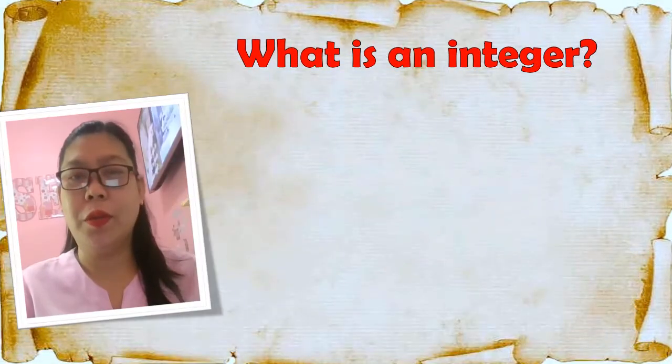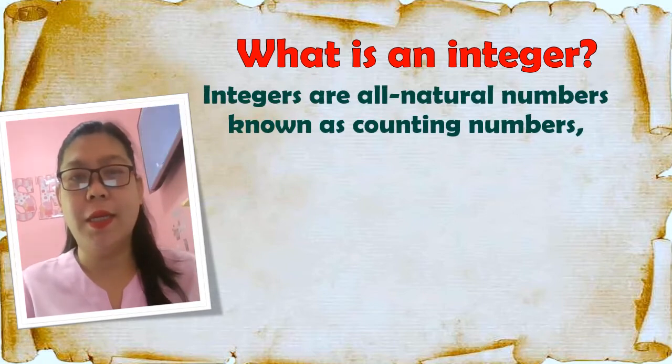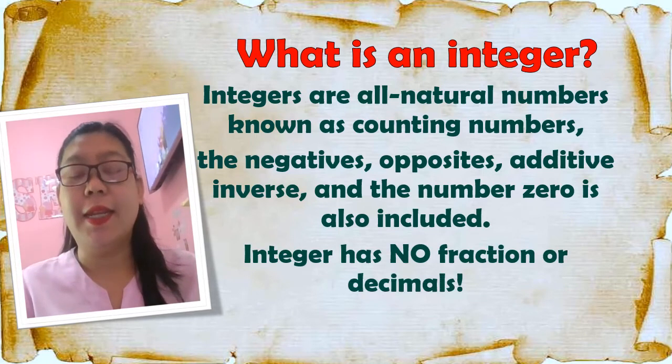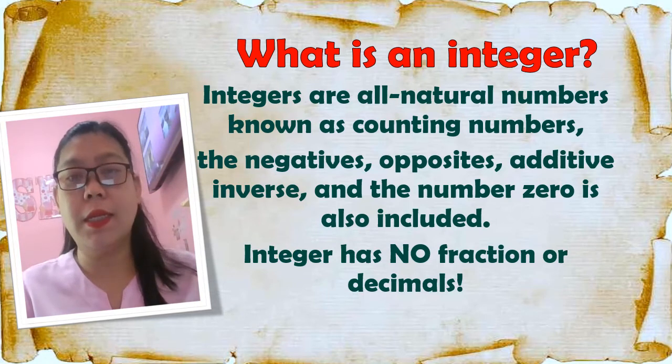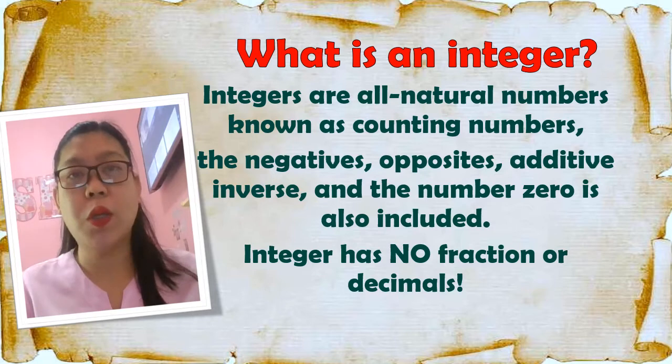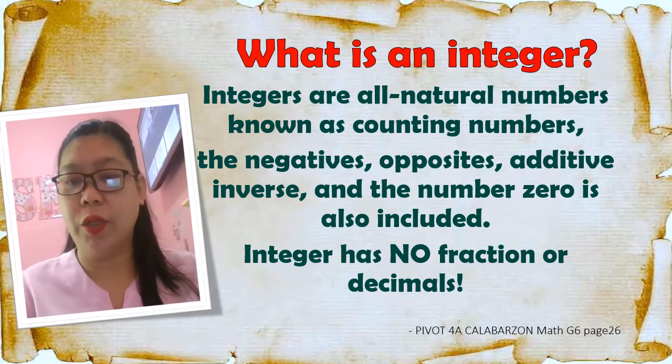In your module on page 26, it is stated that integers are all natural numbers known as counting numbers. The negatives, opposites, additive inverse, and the number 0 are also included. Integer has no fraction or decimals.